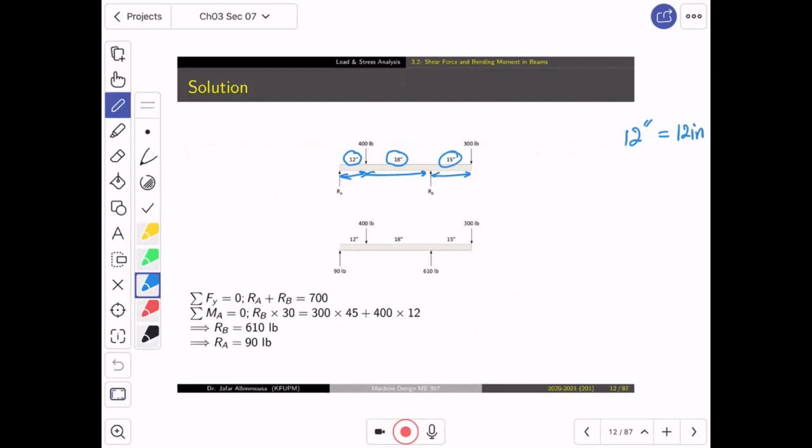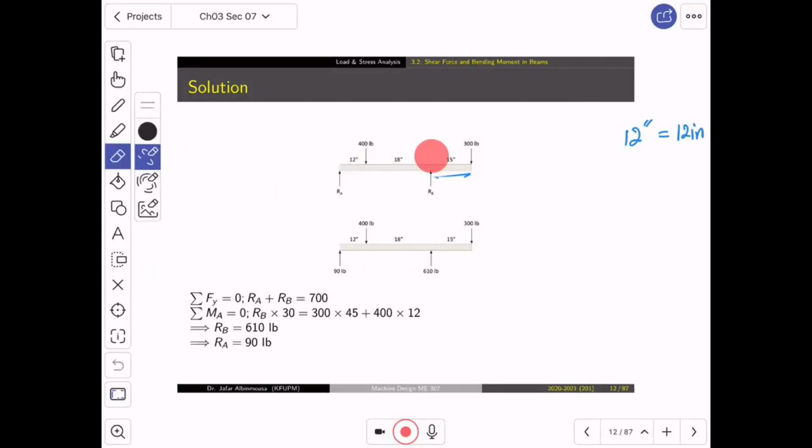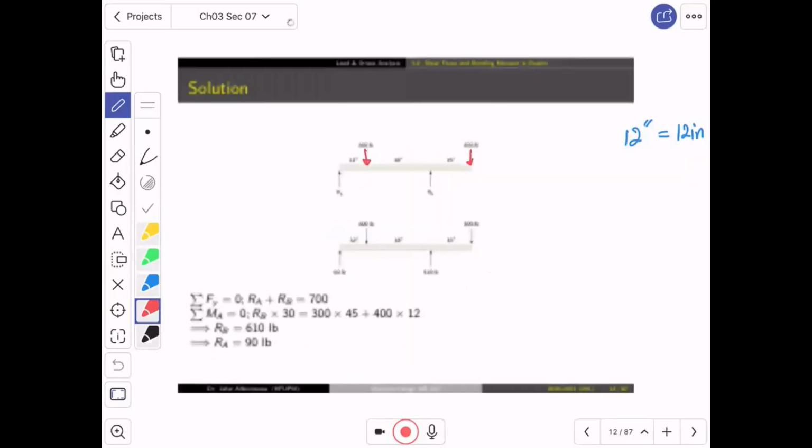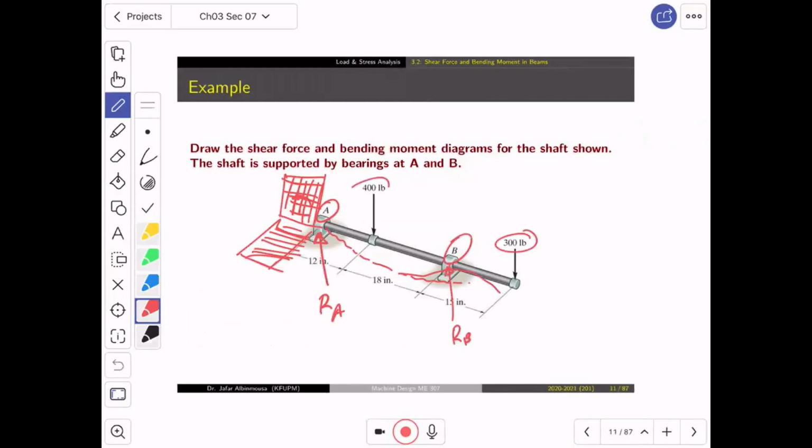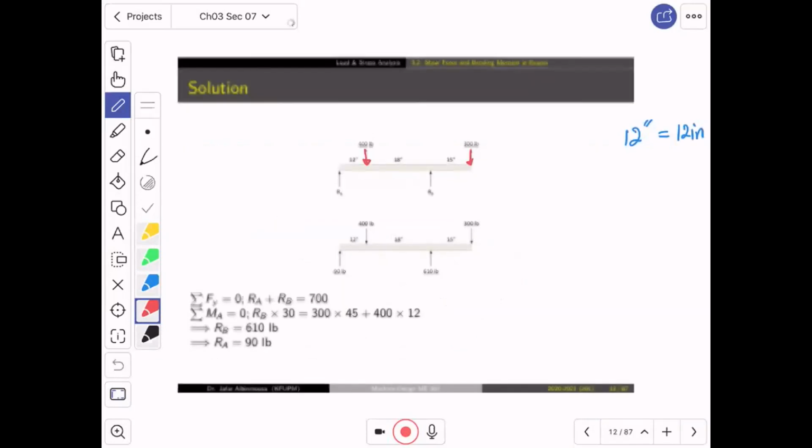Okay? Now, what happened is this. We have the forces. This is the 400 pounds. This is the 300 pounds. Two applied forces. Look at them. This is the 300. This is the 400. Now, we go back. The bearings are located in these positions. So this is RA and this is RB.